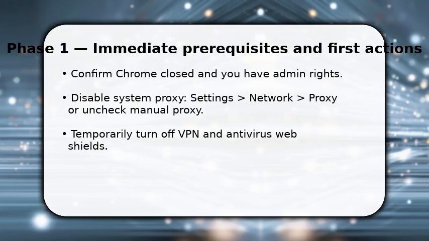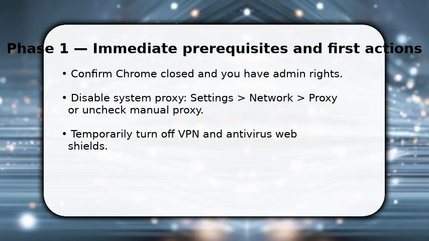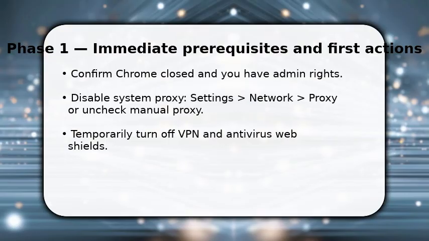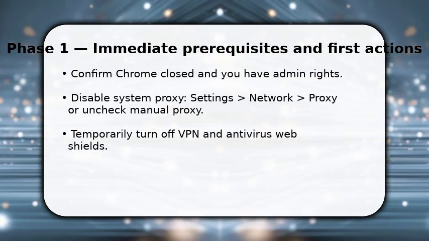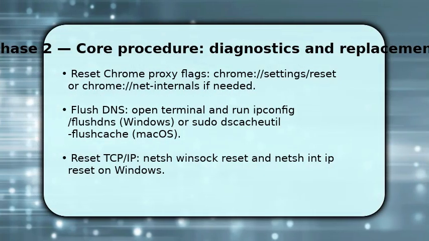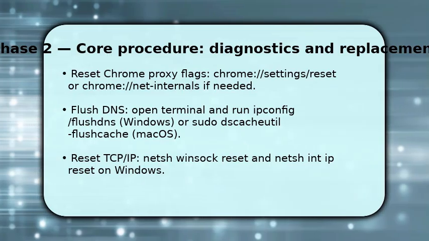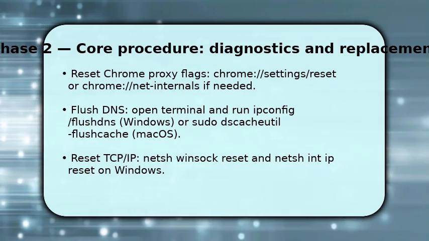Now you'll dig into Chrome and the OS. In Chrome, reset settings to default so extensions and flags aren't forcing proxies. Use the reset option and check chrome://net-internals if you need deeper troubleshooting.